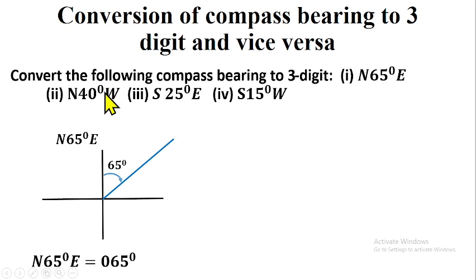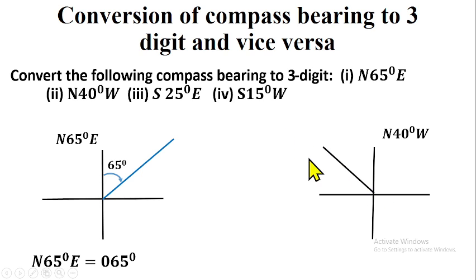Let's see 40 degrees northwest. The first thing you need to do is to locate this bearing. So locate it on the cardinal points, northwest. This is north to the west. So I'm going to draw a straight line here. Then I'm moving from the north to the west. This is a compass bearing, so the angle is going to be from here to here, 40 degrees. So you have been able to locate this bearing now.